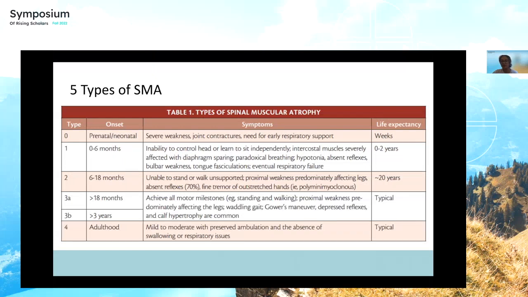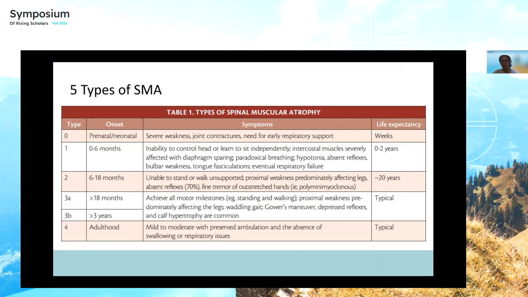Babies begin to show symptoms at less than 6 months of age and typically survive up to 8 to 10 months. The highest physical milestone reached by type 1 patients is head control and the ability to sit up with support. The third type of spinal muscular atrophy is type 2 SMA, which affects children from ages 6 to 18 months.